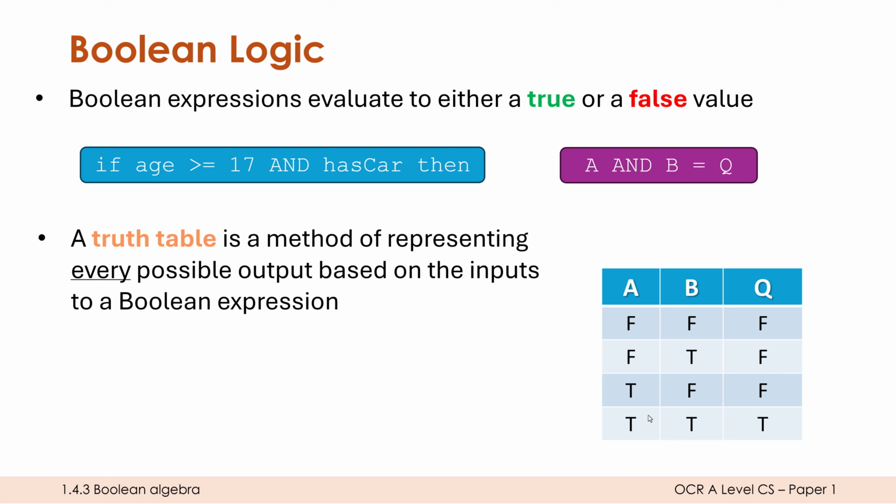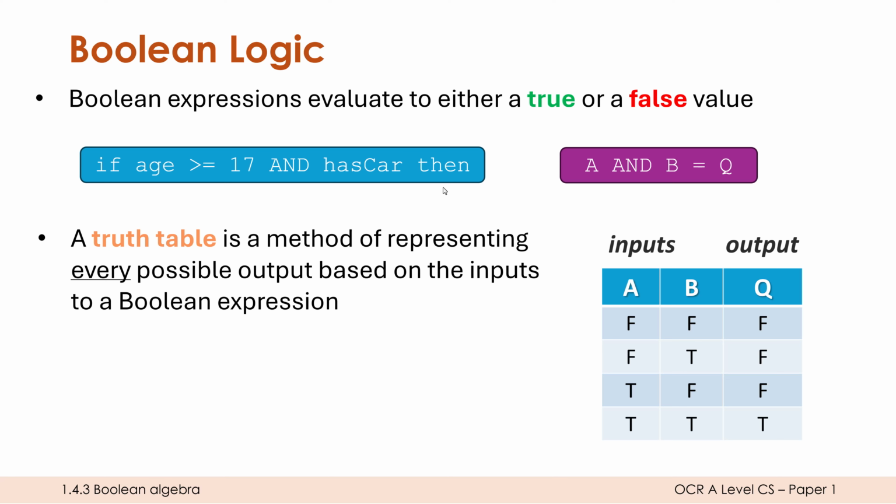Here I've got a truth table. I've got my inputs as the first couple of columns and my output as the last column. And it's showing all of the combinations. So A and B could both be false. A could be false, B could be true. A could be true, B could be false, or both could be true. These are the four possible combinations in this simple expression. And depending on these values, Q is going to be these values here.